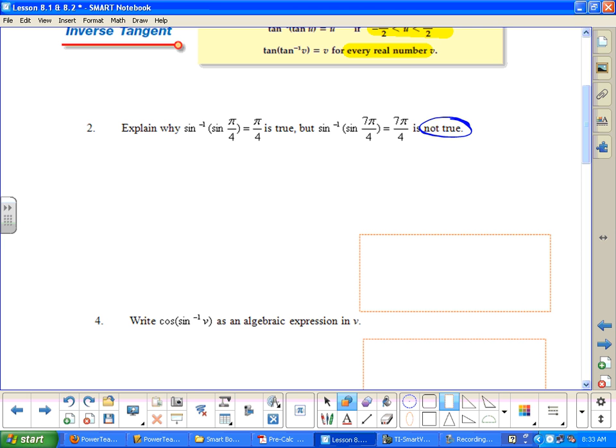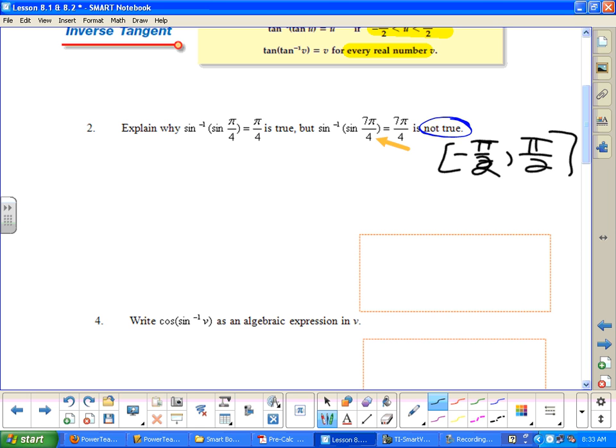All right, so it says explain why inverse sine of sine of pi over 4 equals pi over 4 is true, but inverse sine of the sine of 7 pi over 4 equals 7 pi over 4 is not true. Okay, and here's in general, the reason why is because 7 pi over 4 is not between negative pi over 2 and pi over 2. That is why that's not true. Okay? And so let's go actually do the problem.